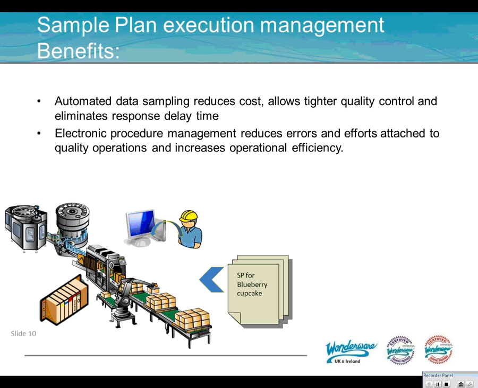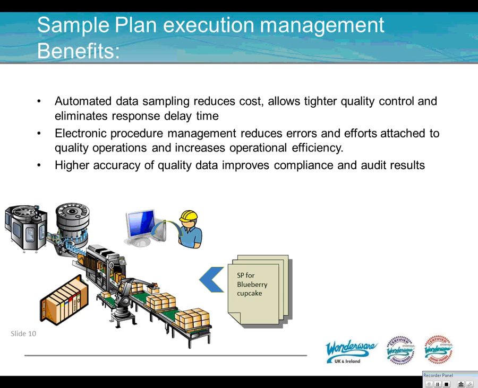Alternatively, the electronic procedure management, through prompting the operator when to take errors, when to take measurements, will reduce the errors and efforts associated with the quality operations, and should improve your overall operational efficiency. And because we've got a higher accuracy of the quality data, that should vastly improve our compliance to customer requirements and give you a better audit trail of what the quality parameters were through the production process.